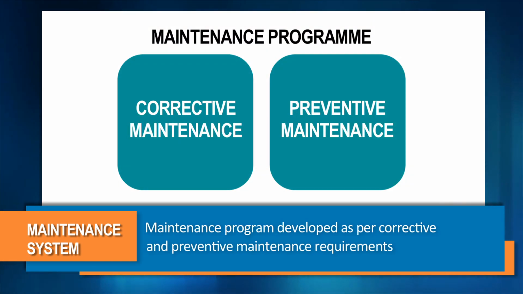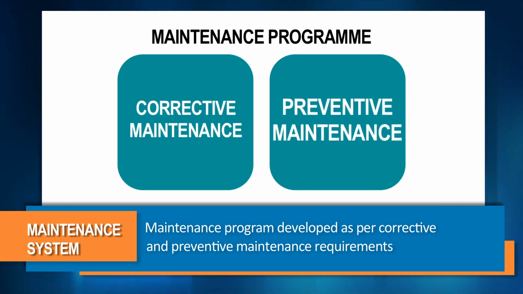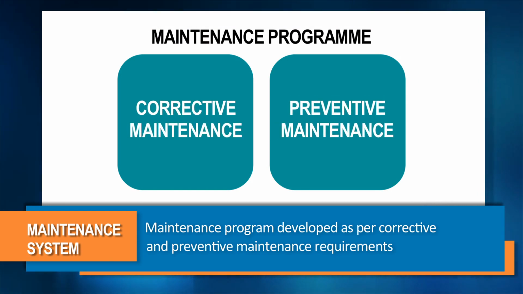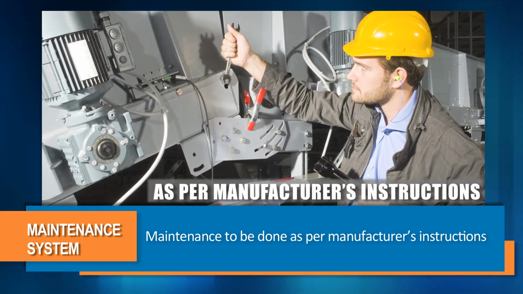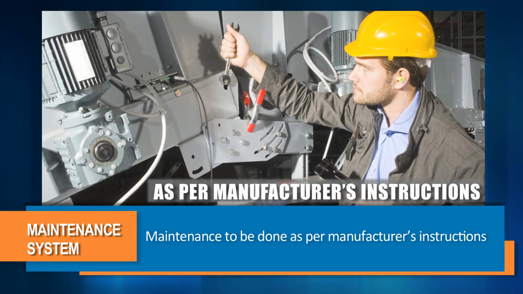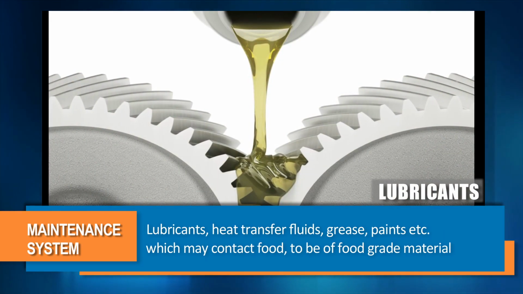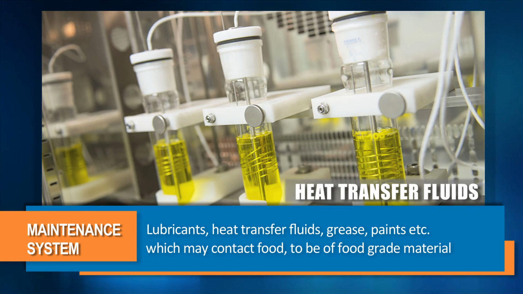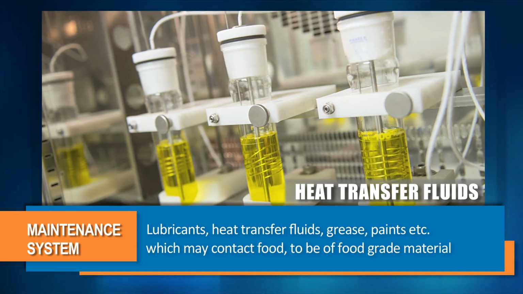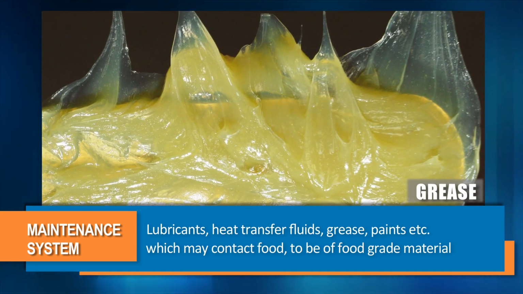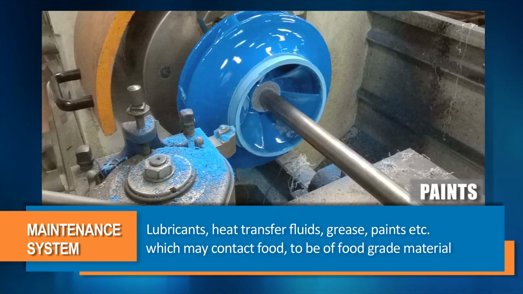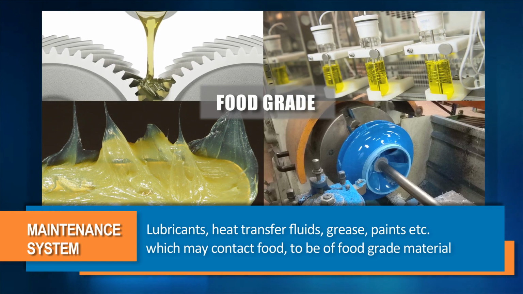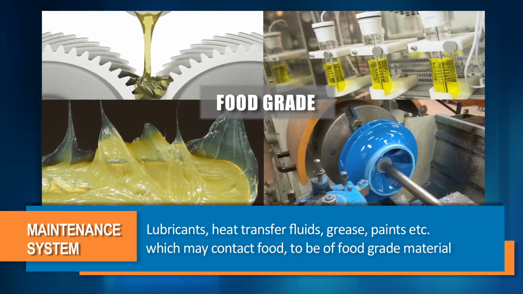The maintenance program shall be developed as per corrective and preventive maintenance requirements. The maintenance shall be done as per the manufacturer's instructions. Lubricants, heat transfer fluids, grease, paints, etc., which may contact food shall be of food grade material.